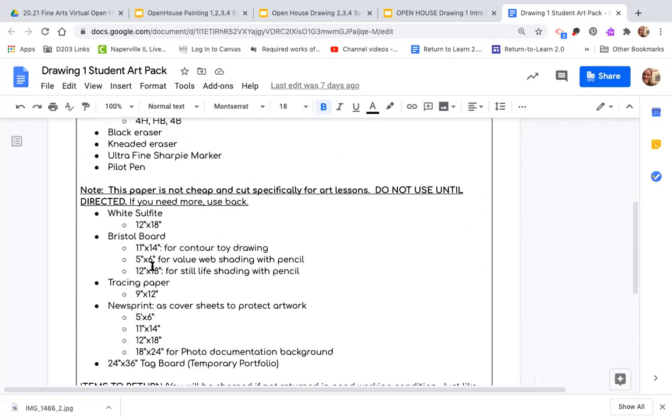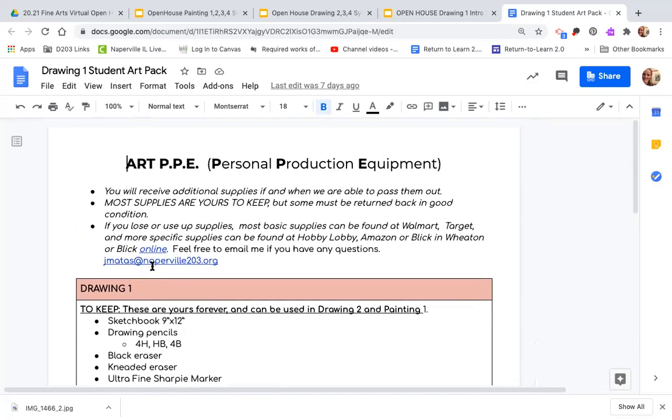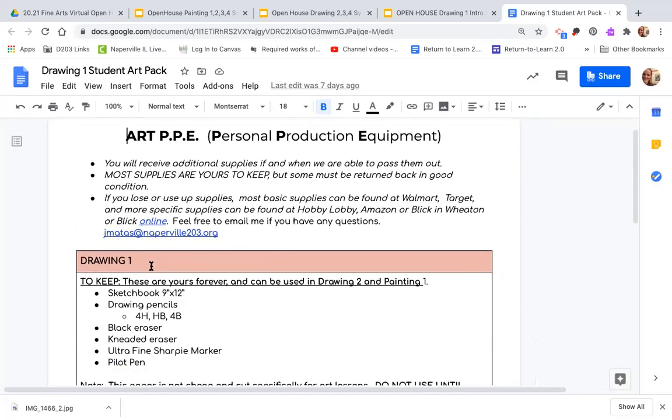There is a big possibility that we'll have a second delivery of materials. And so some of those might be supplies to keep, some of those might be things to return. So I'll make sure that I mention those when we get those out.